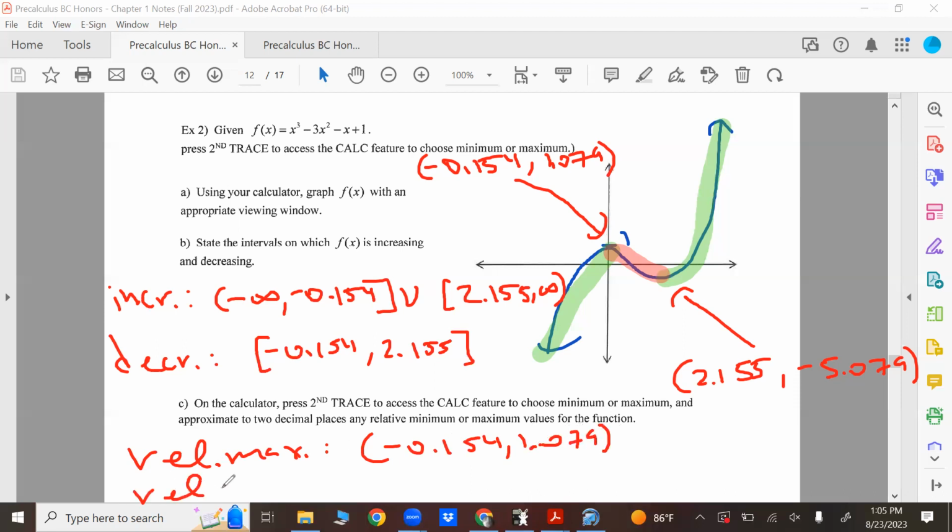The relative min, of course, is at negative 5.08, comma, oh, oops, I'm sorry. I'm totally losing my mind here. Thank you, 2.155, negative 5.079. Right, cool, okay.